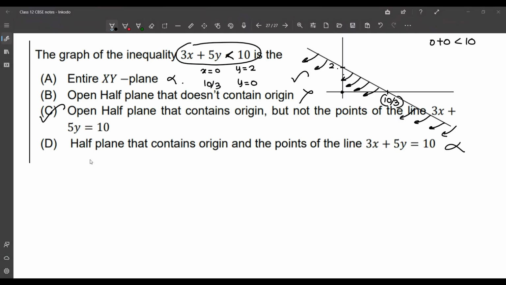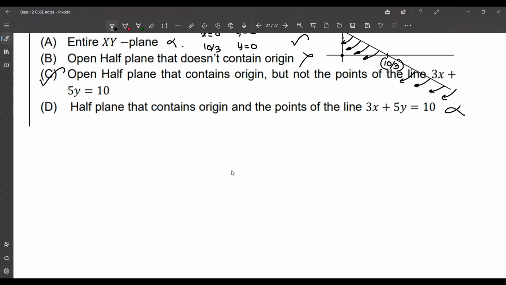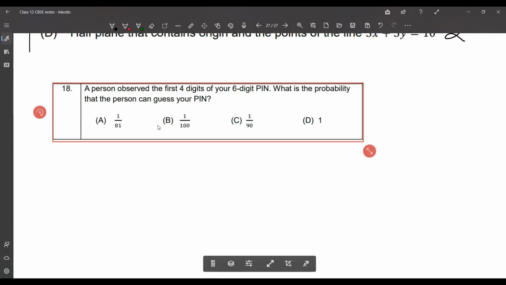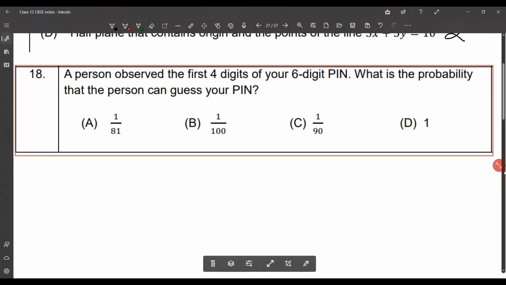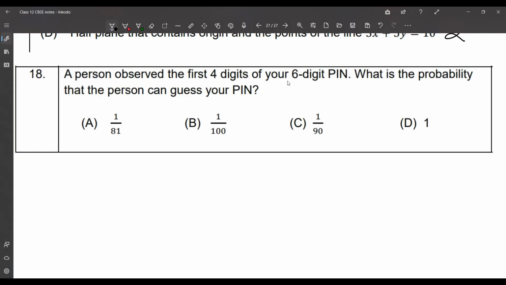Moving on to question number 18. It's a probability based question. A person observes the first 4 digits of your 6-digit PIN. What is the probability that the person can guess your PIN? So he has already observed the first 4 digits of the 6-digit PIN. What is the probability that the person can guess your PIN?